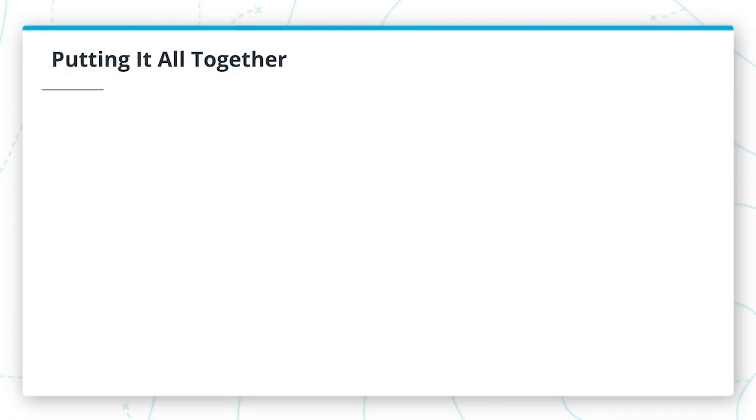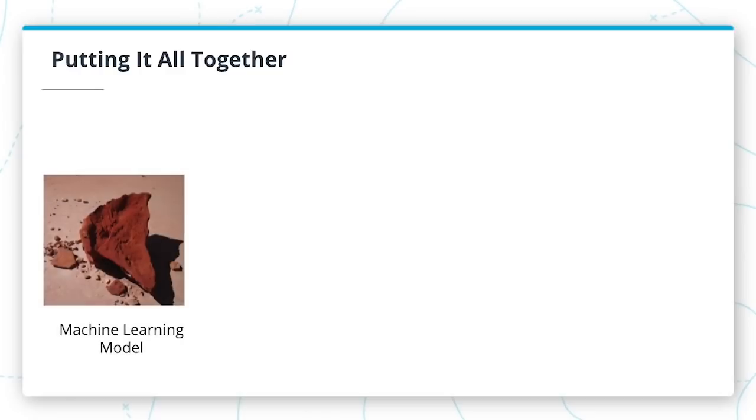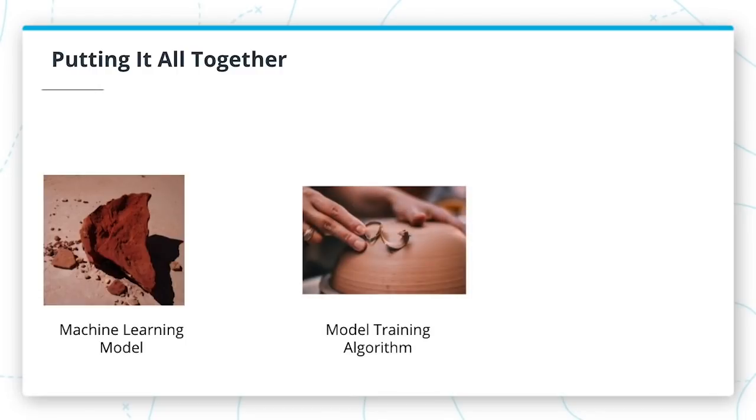We just described each of these steps in a bit more detail. So let's put it all together. First, you start with a raw piece of clay, which can be modeled into many different things. This represents a machine learning model. Next, you shape your raw piece of clay to make it look like the teapot that you always wanted.